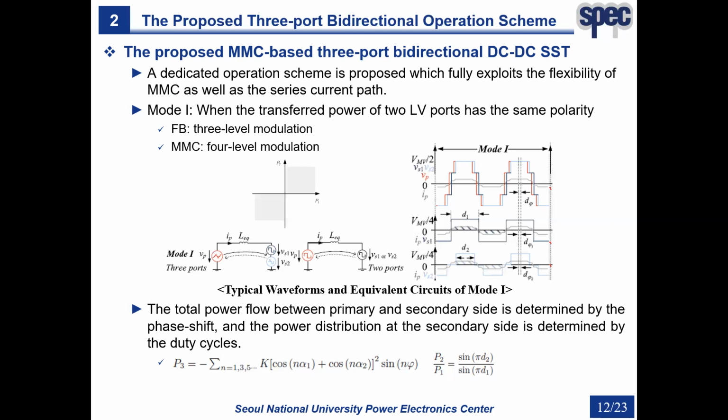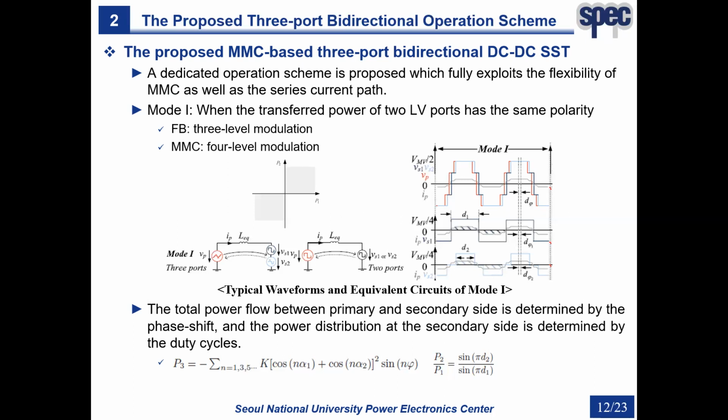When the power of the two LV ports is of the same polarity, the SST operates in mode 1. The four bridges employ 3-level modulation, which output AC voltages with the same phase shift angle with respect to the AC side voltage of MMC, but with different duty cycles. The MMC employs 4-level modulation, which gives the same pattern as the sum of the secondary side AC voltages.